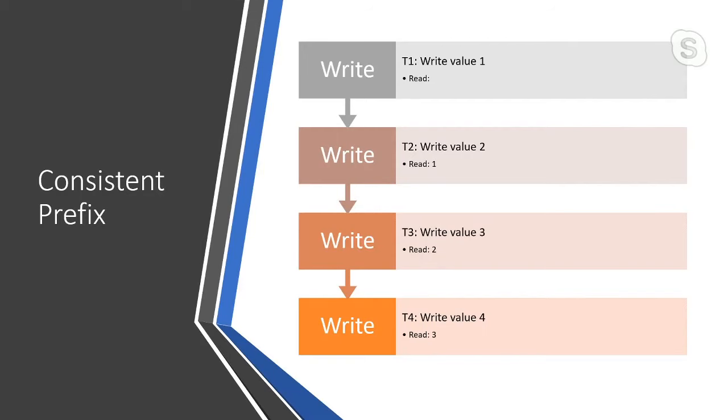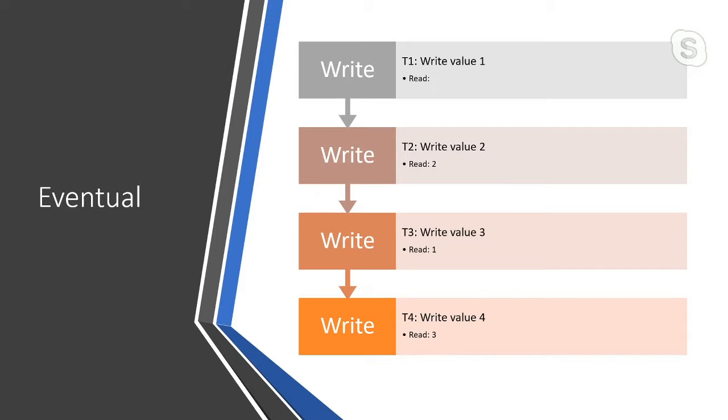Consistent prefix, we're almost done with the consistency models. I want to finish up with consistent prefix. This again shows that the reads are lagging writes, but there's no predetermined amount of time or number of operations that it lags by. But you can be assured that your reads will always be in order of writes. So you will not get the value 3 before value 1 or 2 in this example.